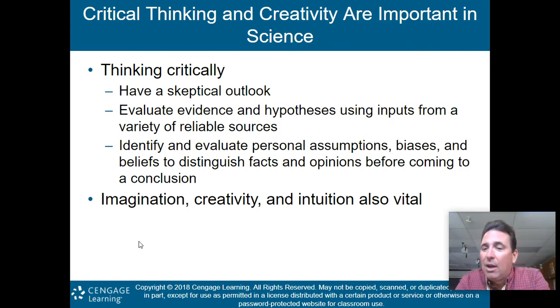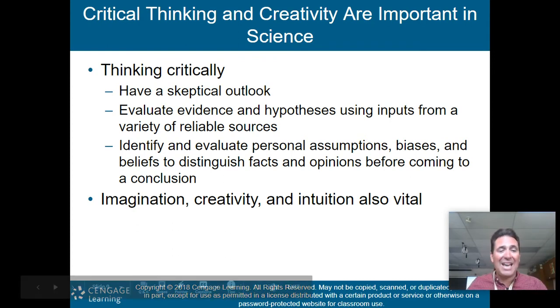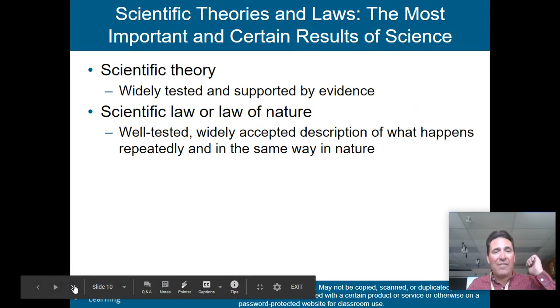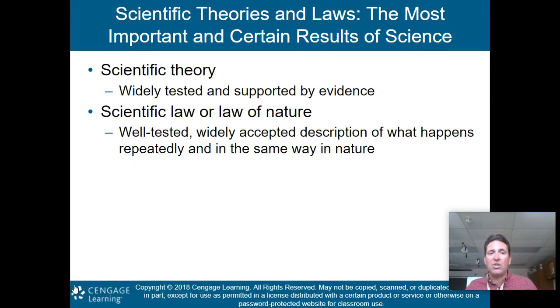So, for instance, all human beings have biases and personal assumptions, and you really need to take them out when you do science. Why I love science is that, in my view, science should never be political. Science is about facts. So if you have personal assumptions or personal biases, you need to try to take them out of any scientific experiments that you do, because again, you just want facts. And those facts then will lead to a scientific theory, widely tested and supported by evidence, or a scientific law or a law of nature.